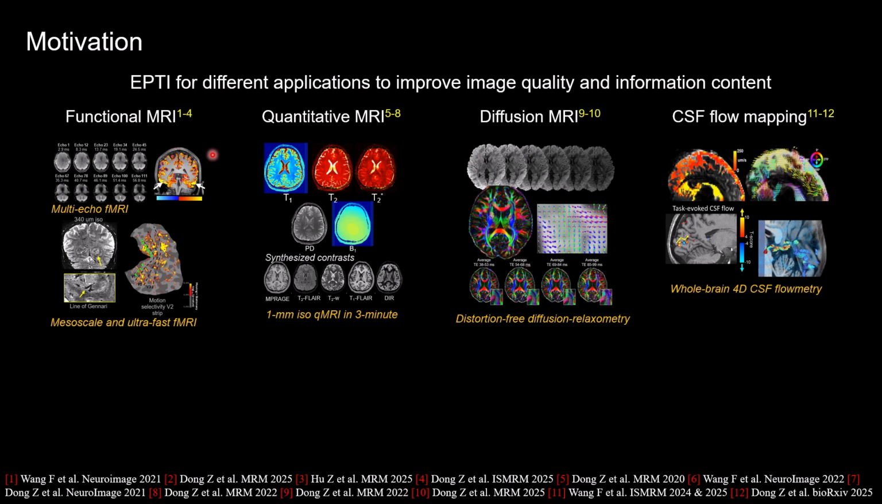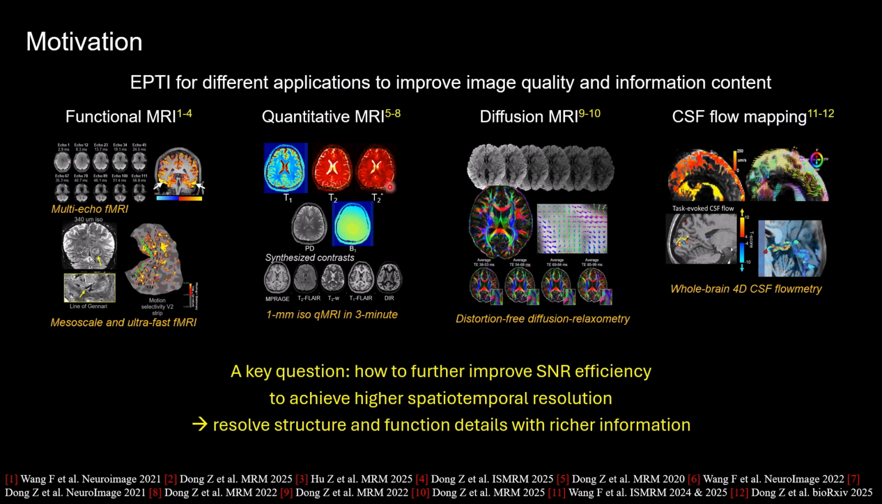By addressing EPI's artifacts, we've been further developing EPTI and proved its usefulness for different applications. We started from 2D EPTI and showed its improvement in image quality and information content over the past few years. Next, one important question is how we could further improve the SNR efficiency, which is important for achieving higher spatial-temporal resolution to resolve much more detailed structures and functions for neuroscientific research and clinical studies.